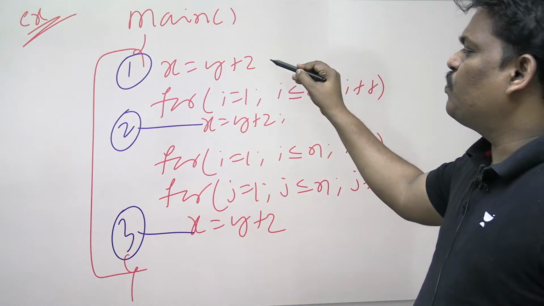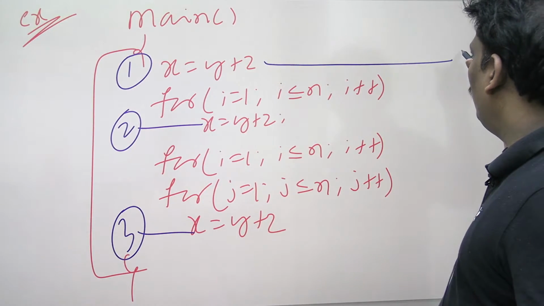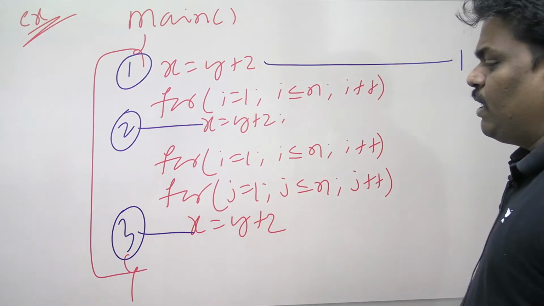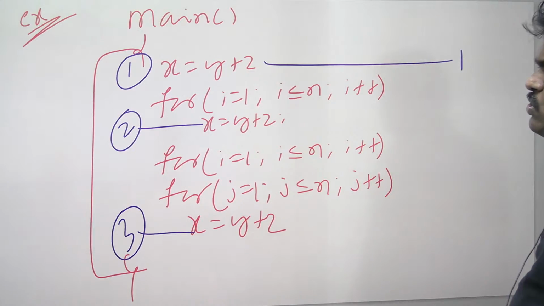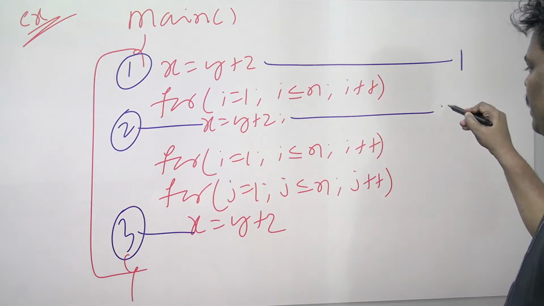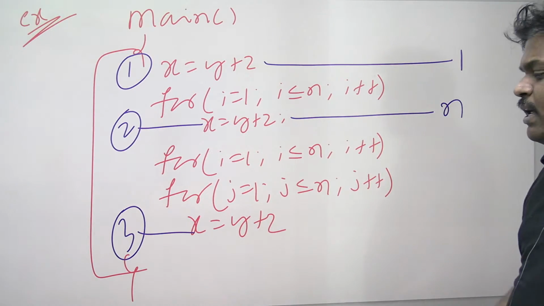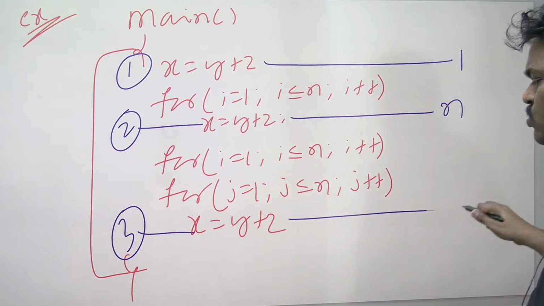When I run this program, statement 1 will execute how many times? 1 time. Next, statement 2 will execute how many times? N times. Next, statement 3 will execute every time.